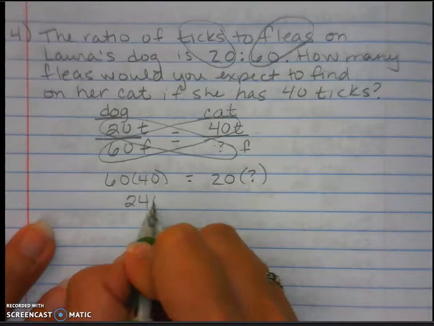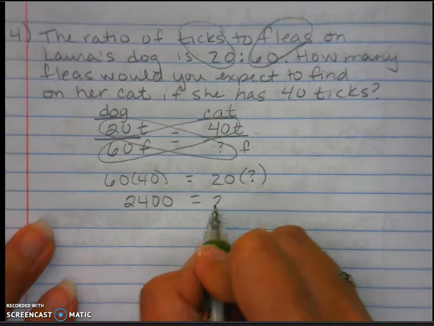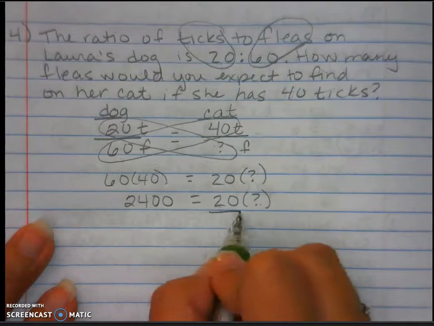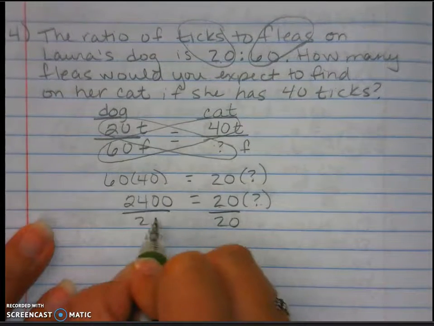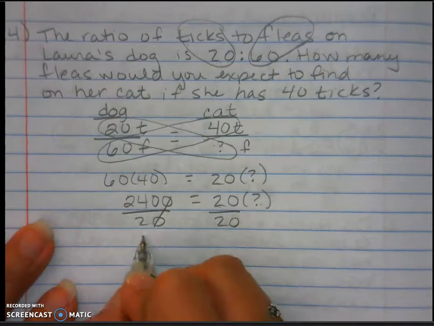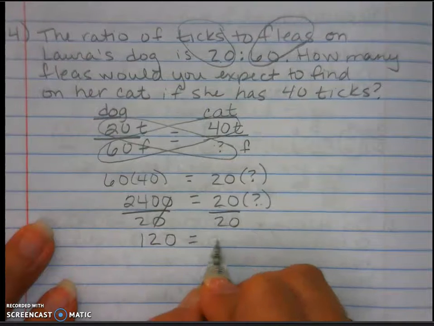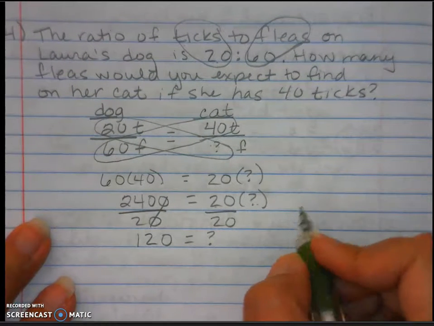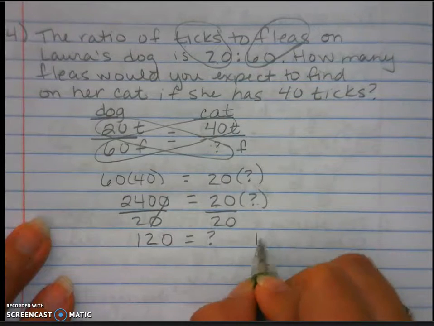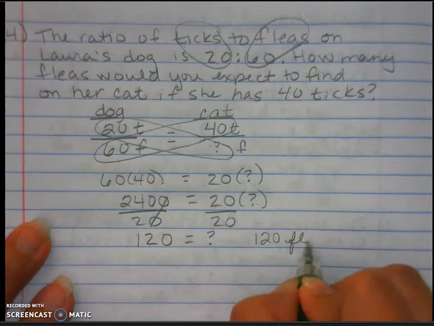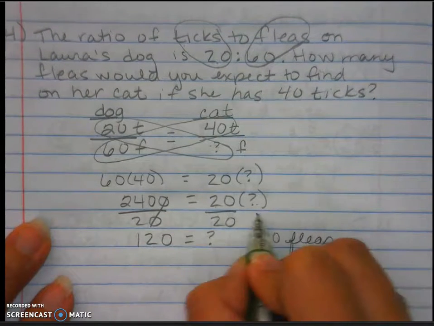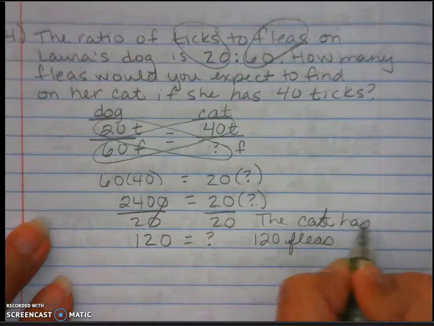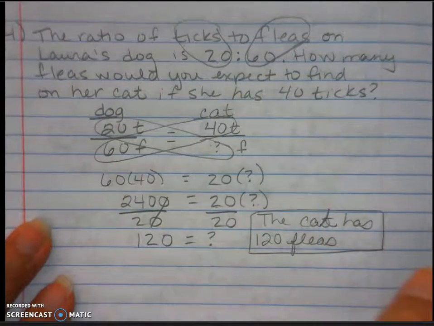So we can multiply this: 2400 equals 20 times something. Well, how do we know what times 20 is 2400? We need to divide. And I'm thinking you probably did this last year. 120 equals question mark. So the cat would have 120 fleas. Okay, that is one way.